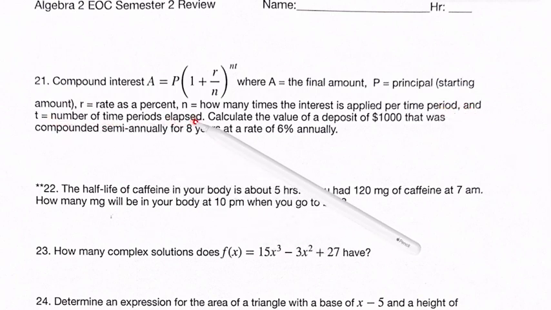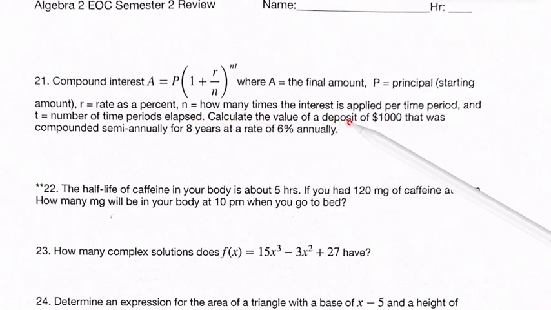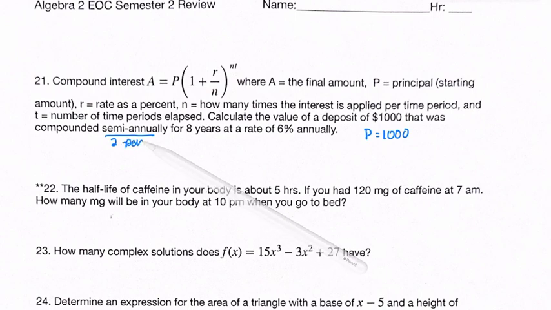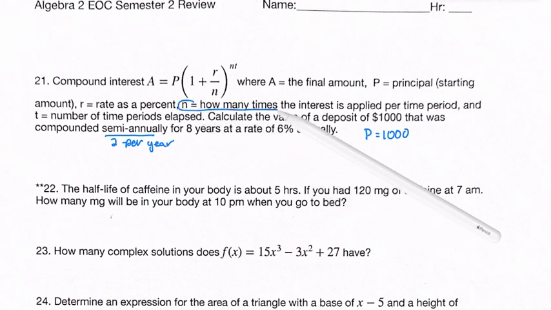Okay, so calculate the value of a deposit of $1,000. Deposit means how much you put in, that's your starting amount. So I'm going to write down these variables. P equals 1,000. Compounded semi-annually. Semi means 2 per year. And how many times? So that's our N right there. N is 2.